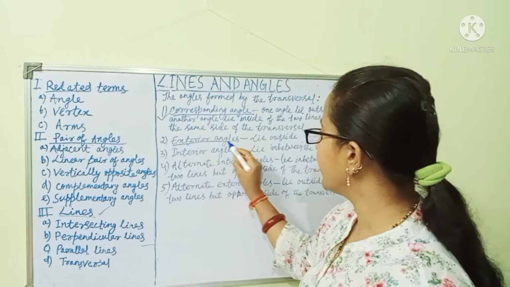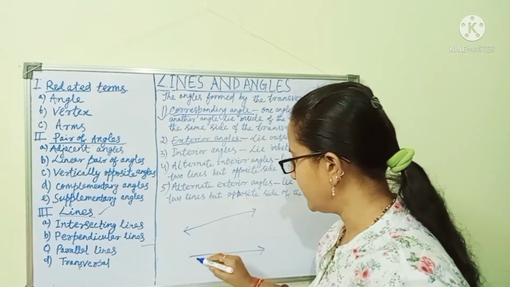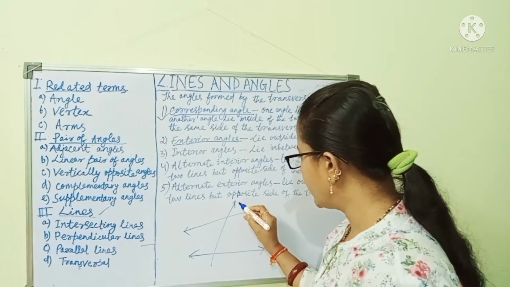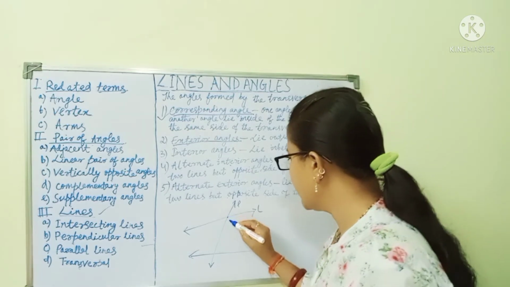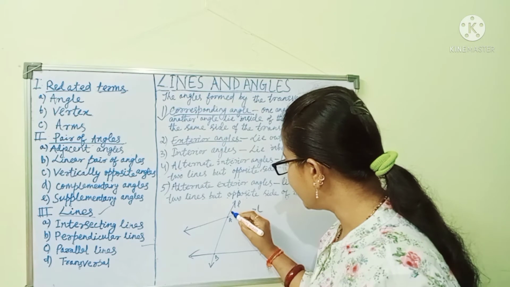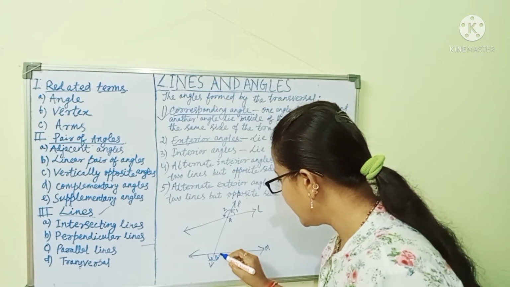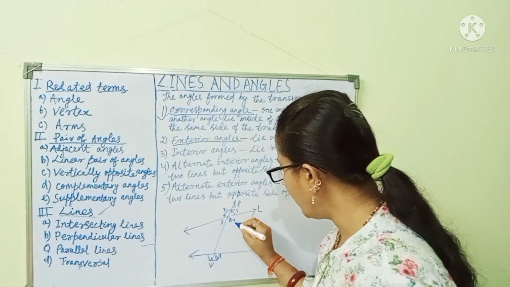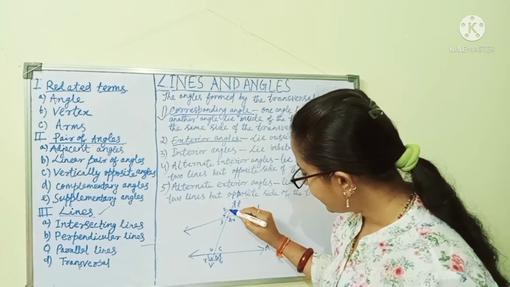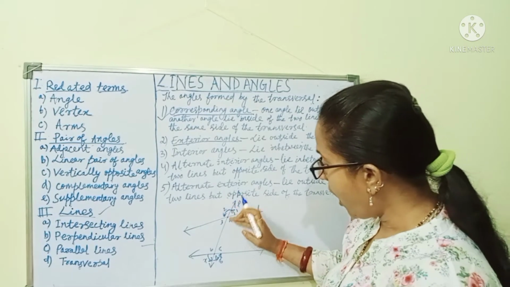The exterior angles are those that lie outside the two lines. If I consider any two lines, not parallel (you can take parallel lines also, but here I am taking any two lines) and I am cutting a transversal across the lines, they meet at points A and B respectively. Then what will be the exterior angles? Angles 1, 2, 3, 4, 5, 6, 7 and 8 are marked. 1, 2, 7 and 8 are the exterior angles because they lie outside of the lines.